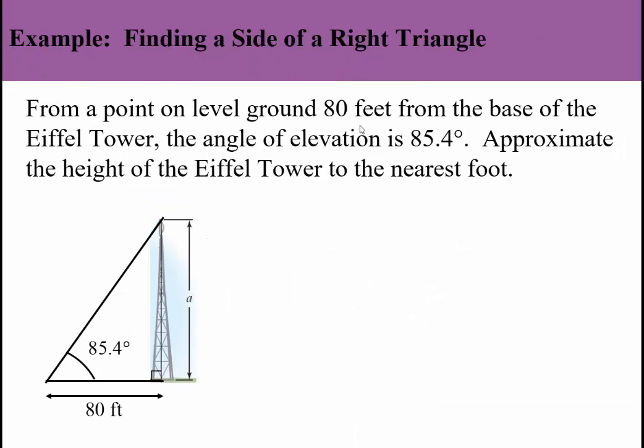All right, let's take another example here, a real world problem. From a point on level ground 80 feet from the base of the Eiffel Tower, beautiful drawing there, much better than some of mine on the board in my lecture classes, the angle of elevation is 85.4 degrees. Now the angle of elevation is like if you were standing on the ground and looking up and seeing the top of something, all right? And we'll talk about that in a little bit. Approximate the height of the Eiffel Tower to the nearest foot.